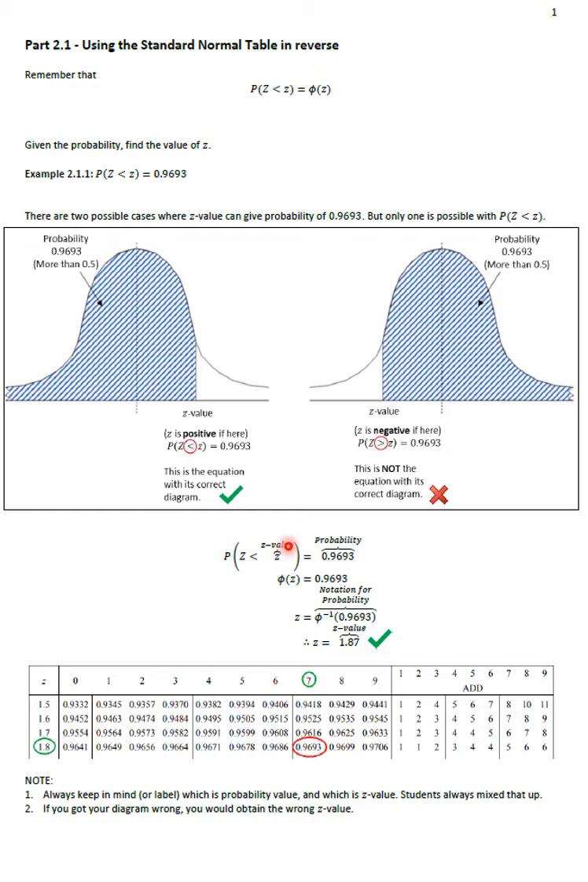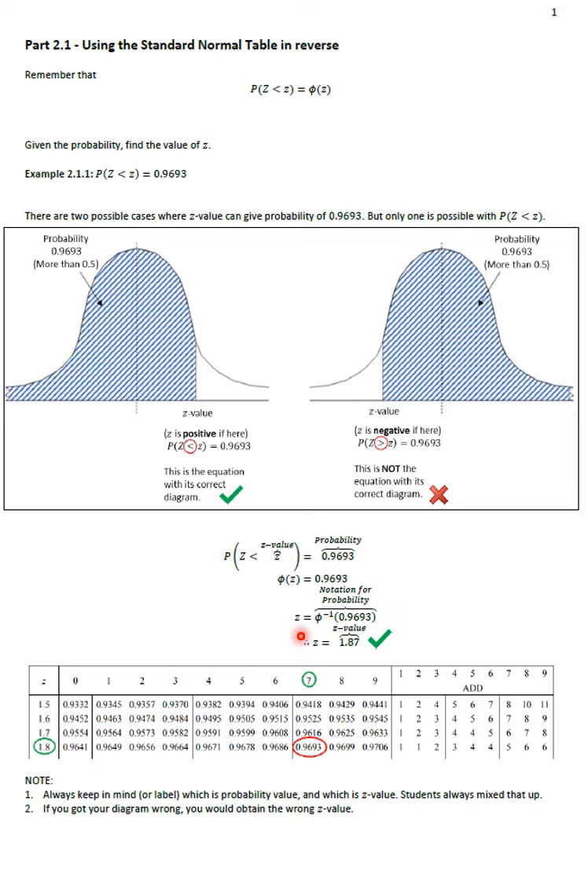I want you to write your notation properly. P(Z < z) = 0.9693. This one we can rewrite as Φ(z). So Φ(z) is equal to 0.9693, still notation for probability. If you want to find your z, we can rewrite the notation as inverse Φ of 0.9693. We're still dealing with probability here.